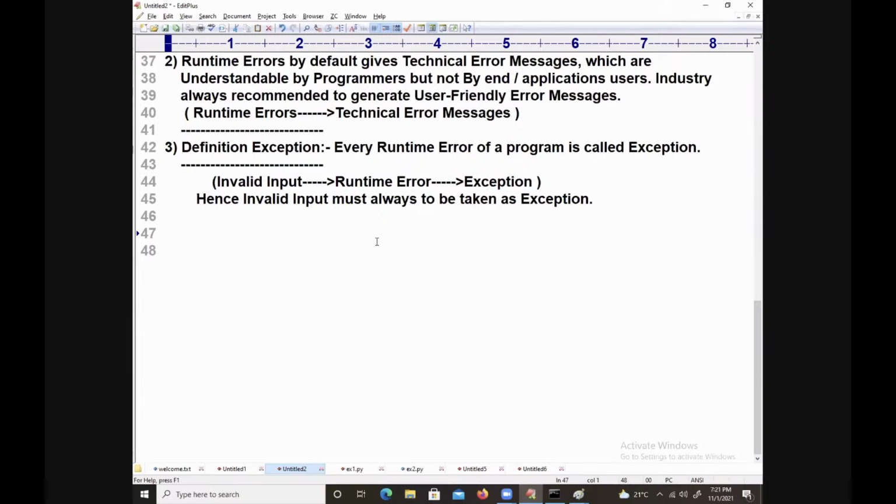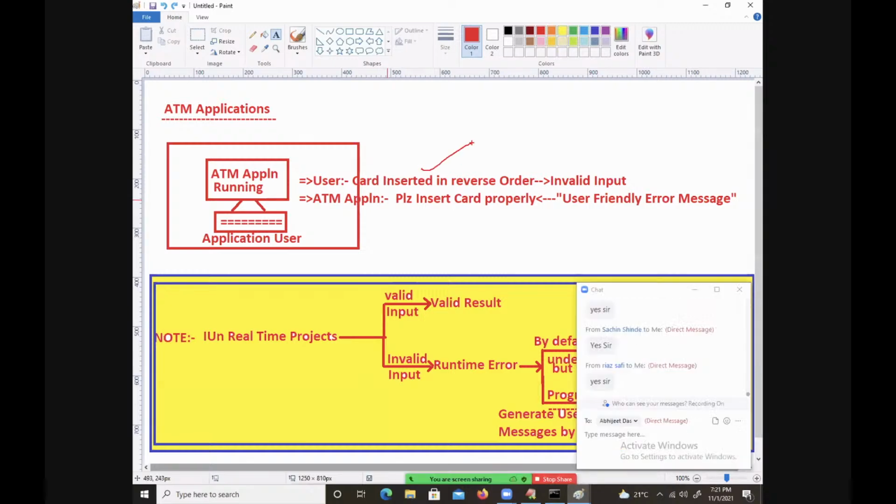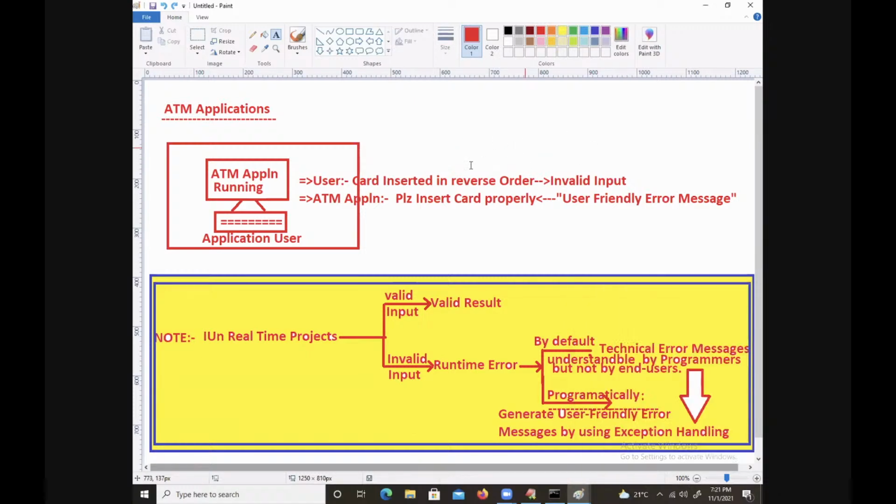Now I will ask some questions. Go to the ATM center once again. Keeping the card in reverse order is called what? Exception. Excellent.